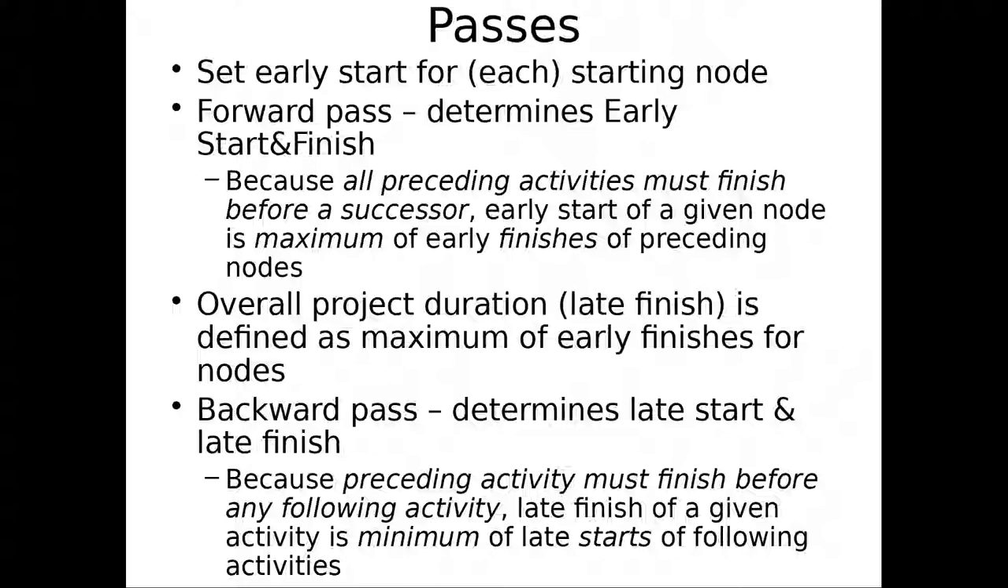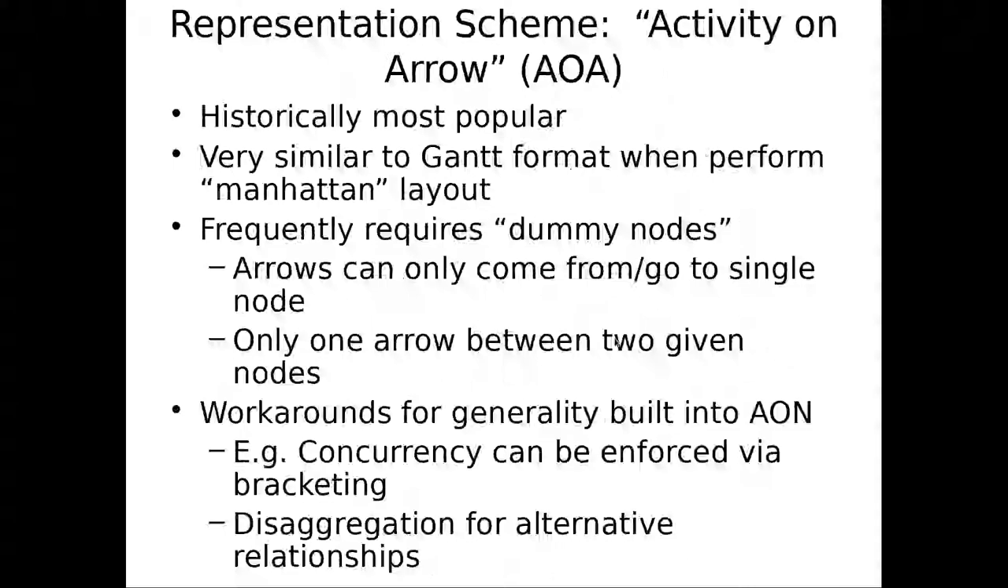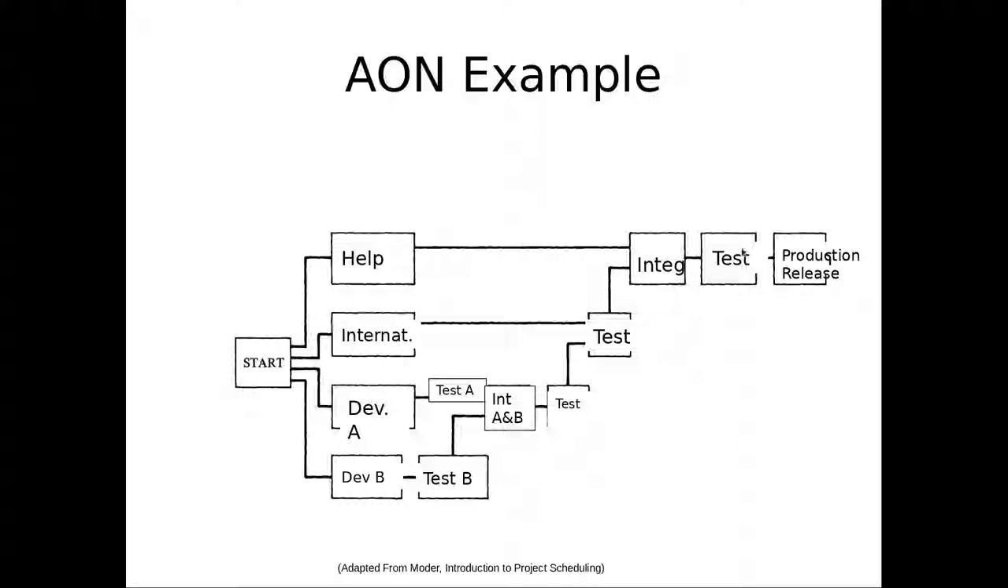It has two passes. There's going to be a forward pass that goes from the first task forward to the end. And that's going to figure out early start and early finish. It's going to figure out the earliest time we could start and finish a task given what has to be done before it.